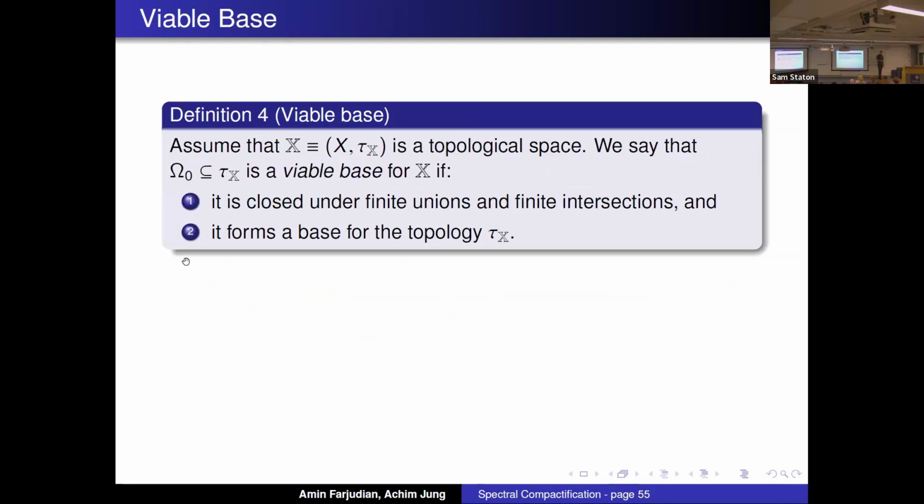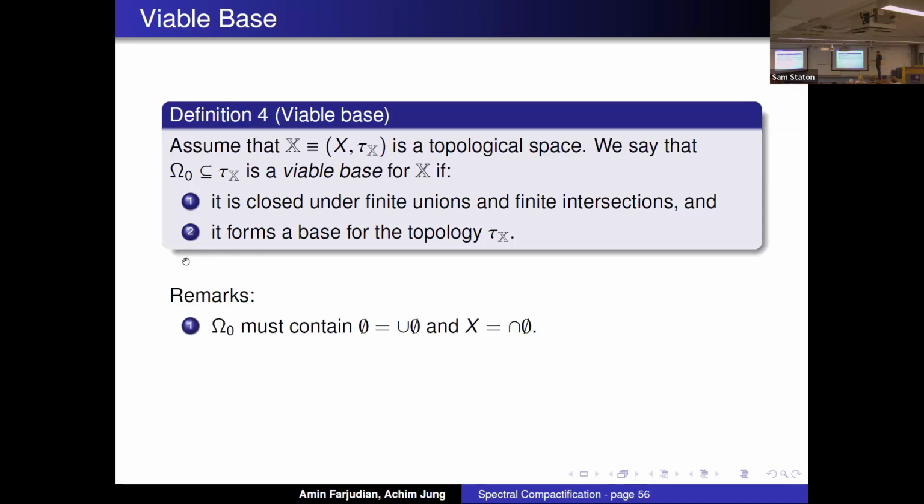We say, okay, you have a space which is not compact, but there are open sets in it that you really want to work with. Try to come up with a set of open subsets of your space and make sure that it forms a base for the topology and is closed under finite unions and finite intersections. We call that a viable base. Again, this is done kind of ad hoc, but it makes sense in this talk, hopefully.